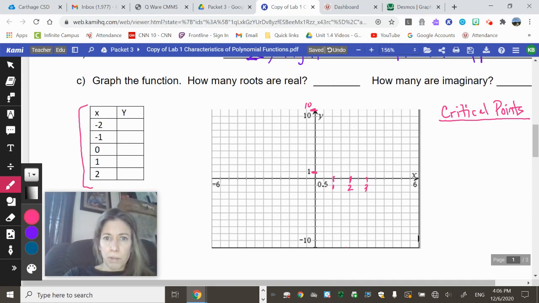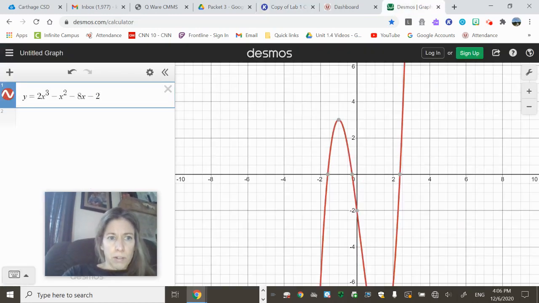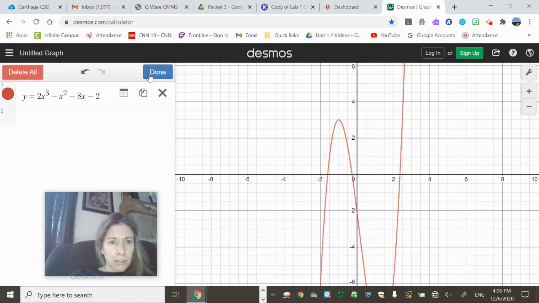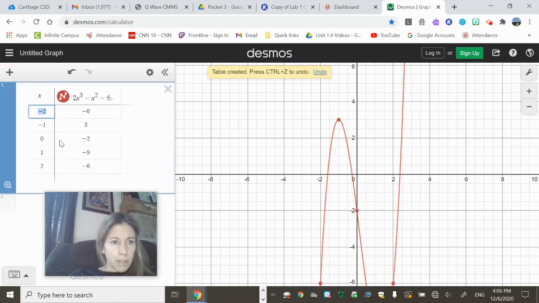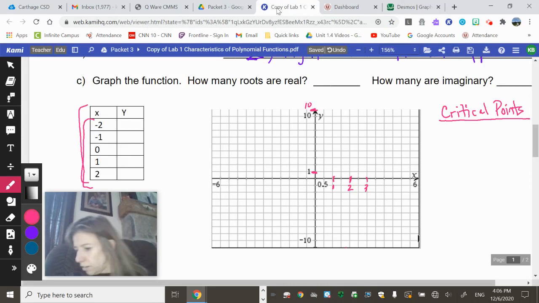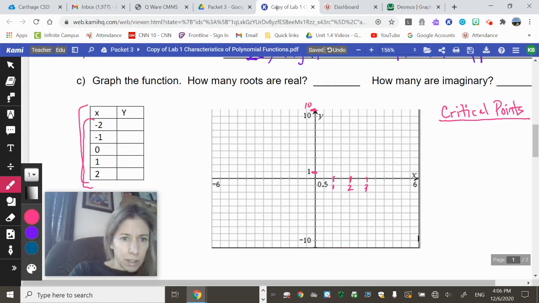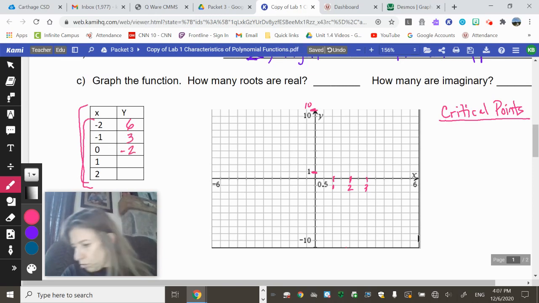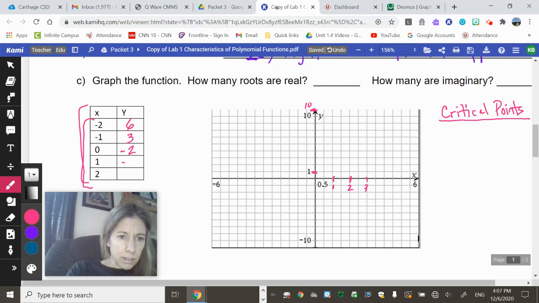I already put this up on Desmos, and it gives us the domain, the x values they want us to use, from -2 to 2. So when we go to Desmos, if you want to see the table, you just go to the settings and click table, and it actually gives us these numbers to plug in. So we're going to go back to our lab, and I have already written these down. So it's (-2, 6), (-1, 3), (0, -2), (1, -9), and (2, -6).